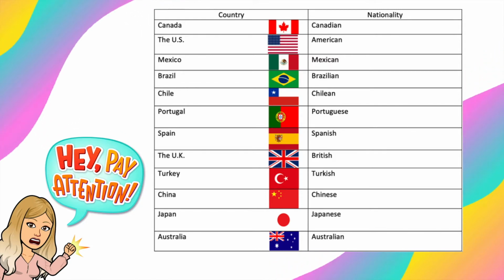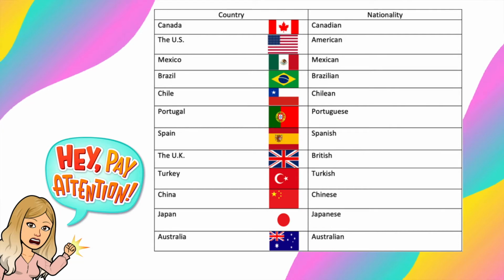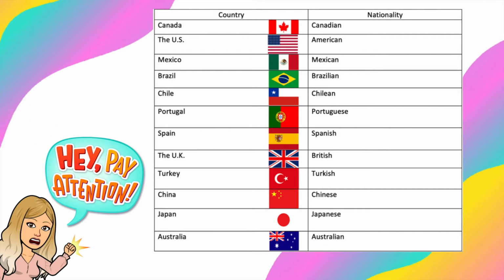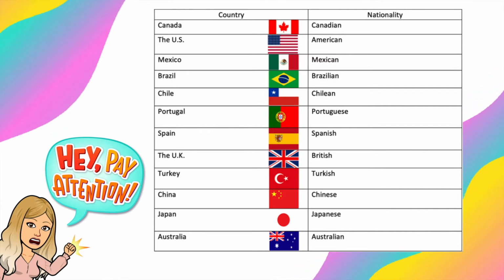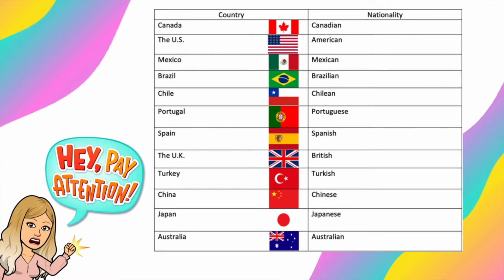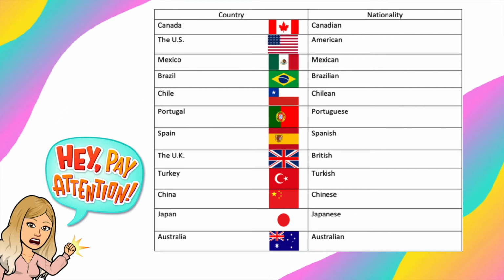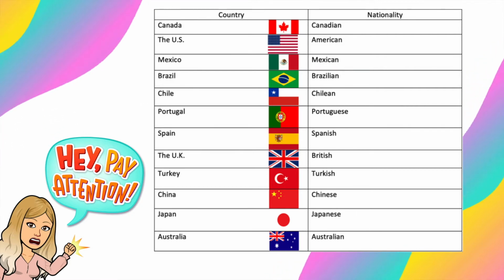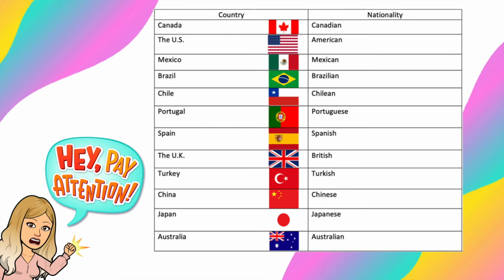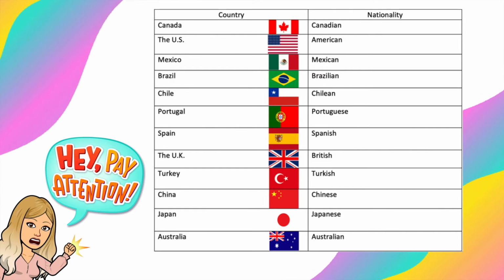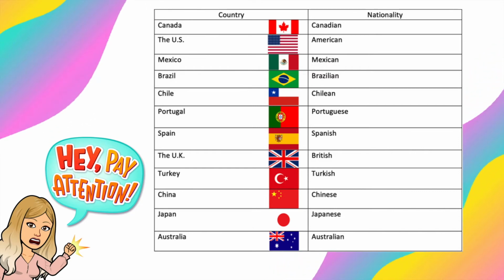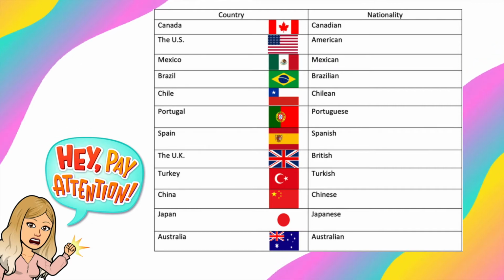Then we're going to continue with Brazil, the nationality Brazilian. Then we have Chile, and the nationality is Chilean. Then we have Portugal, the nationality Portuguese. Spain, Spanish. The UK, that is the United Kingdom, British. Turkey, Turkish. China, Chinese. Japan, Japanese. Australia, and Australian.